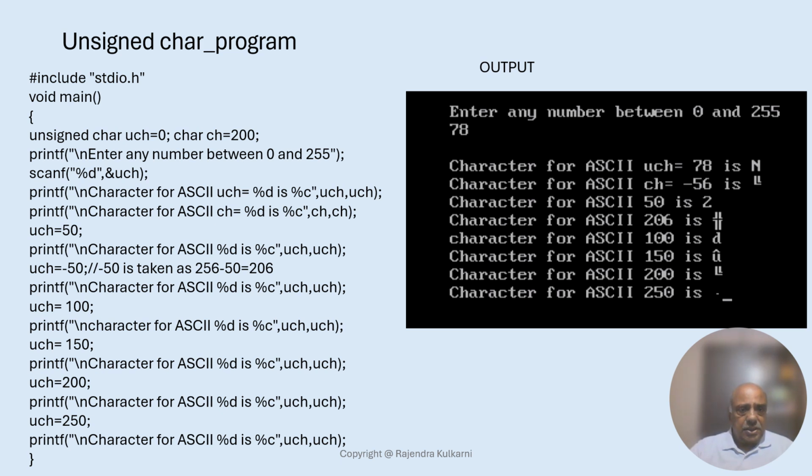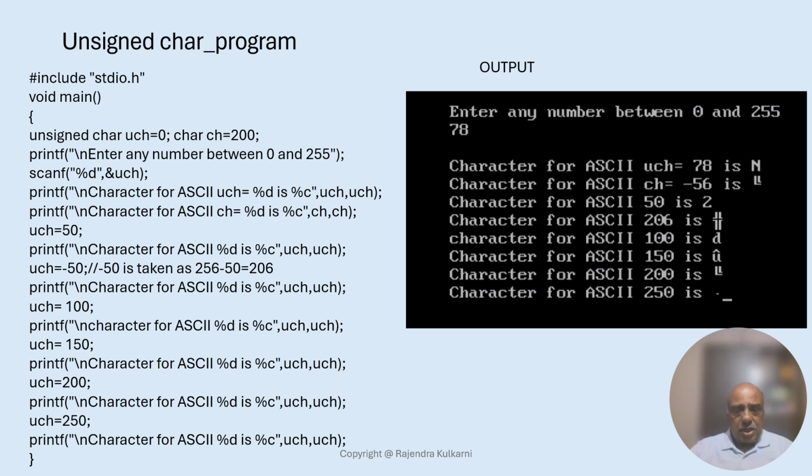First, enter any number between 0 and 255. The user has entered 78. %d gives UCH is equal to 78, and the corresponding character associated with ASCII code 78 is capital N.